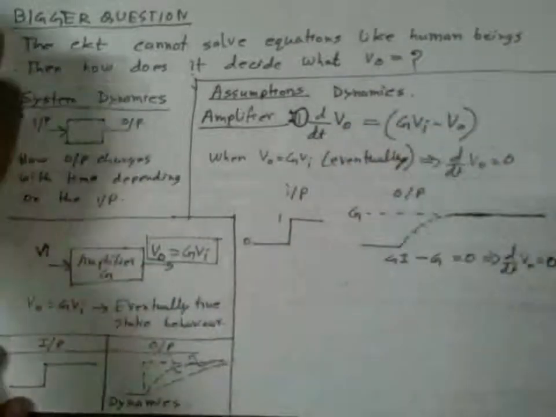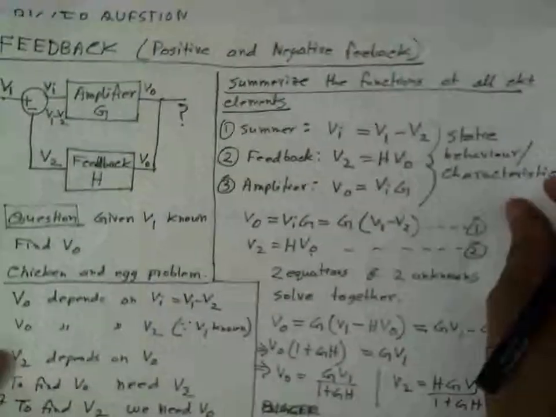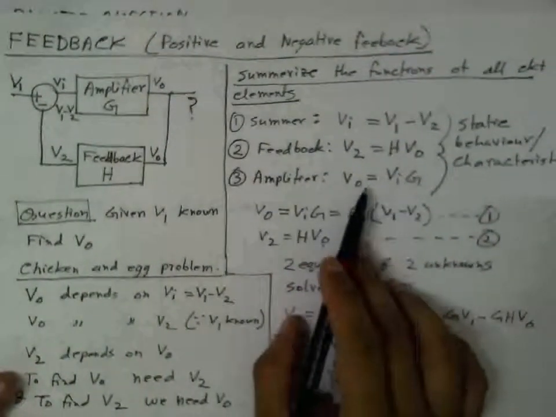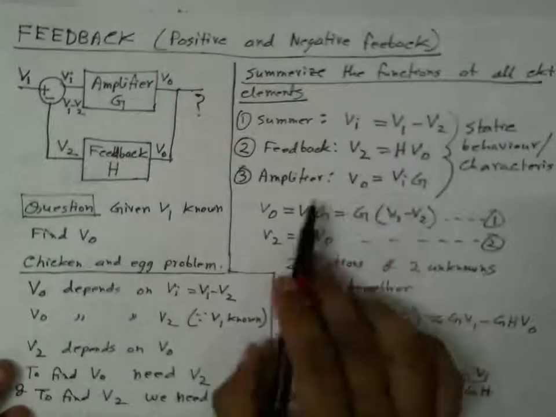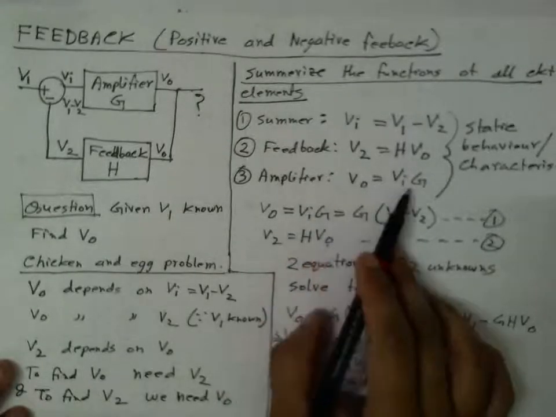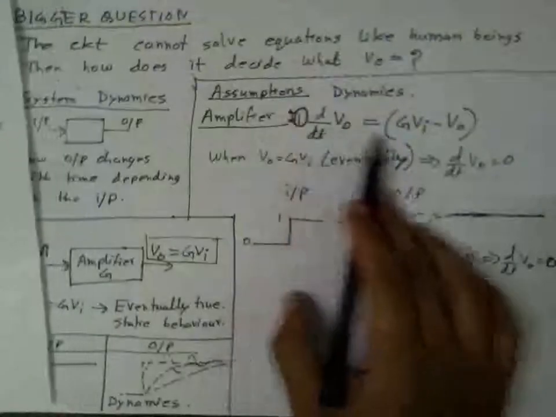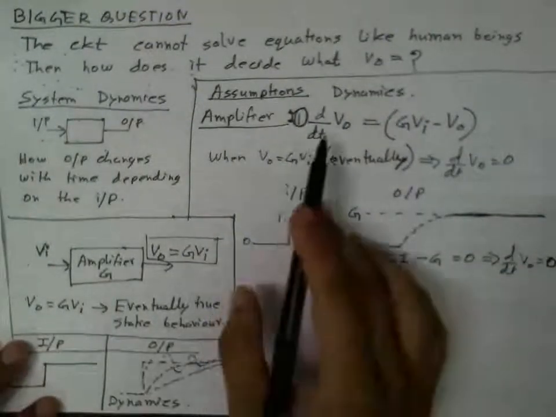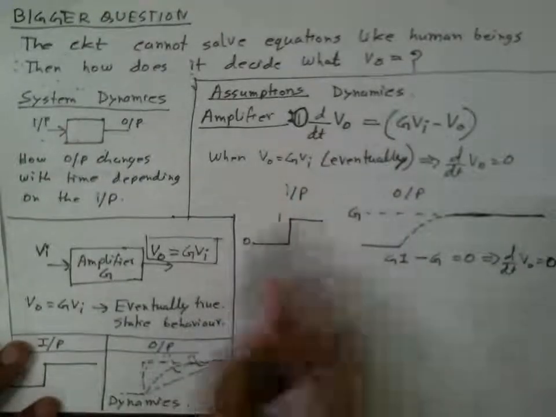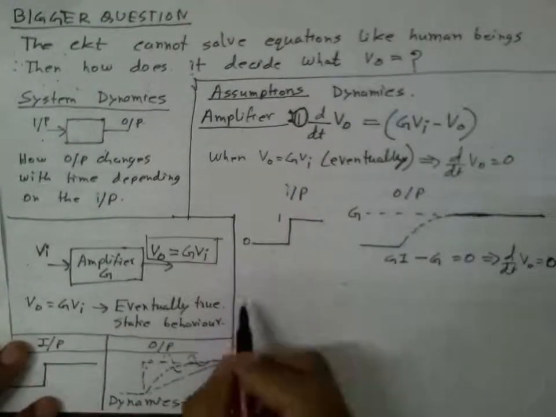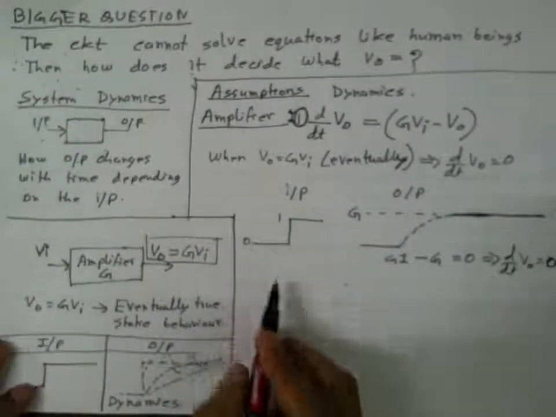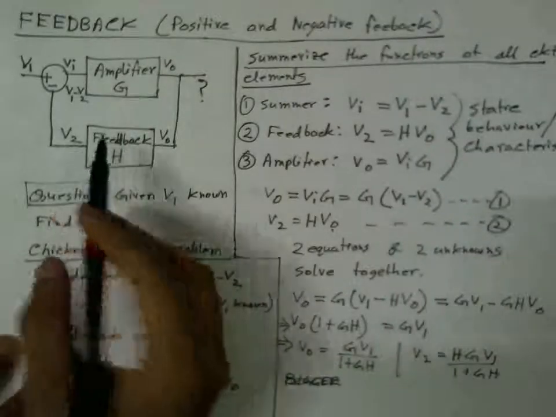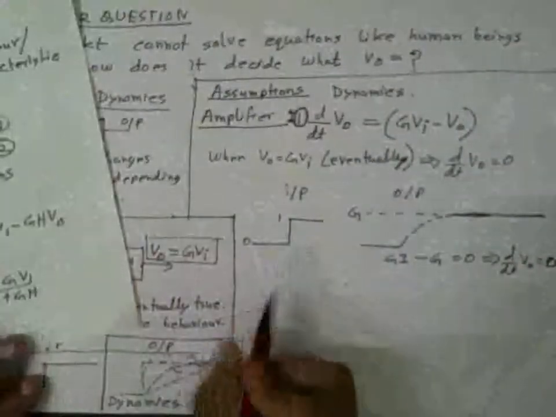Okay, and what we discussed previously about the amplifier was the statics. This is the eventual final behavior. Definitely finally V_o will be g times V_I. This is consistent with this, but this is how the output will change. So we are looking in more detail at how things change. Okay, now this is about the amplifier. Now let's look at, say, this feedback element H.